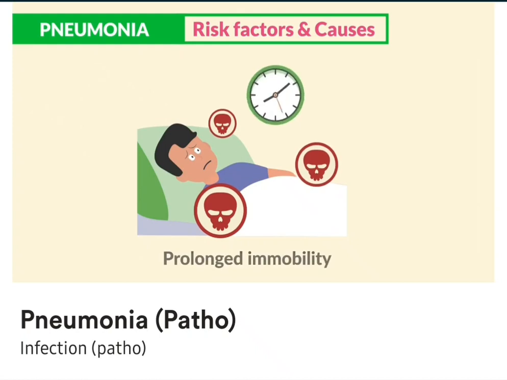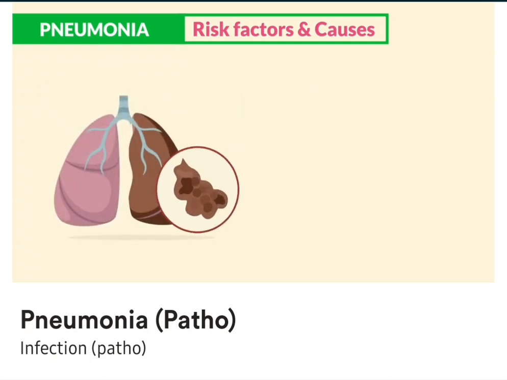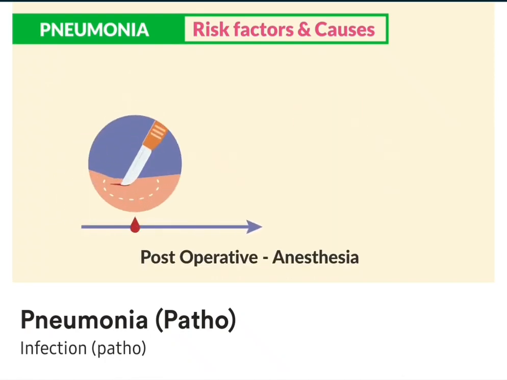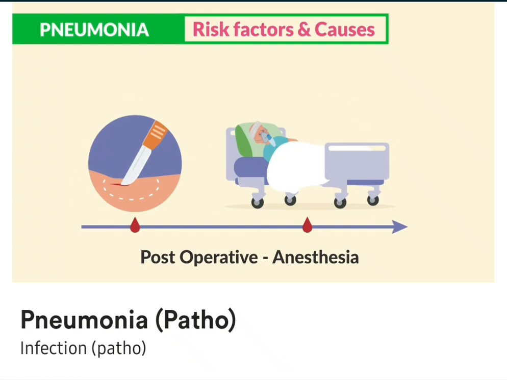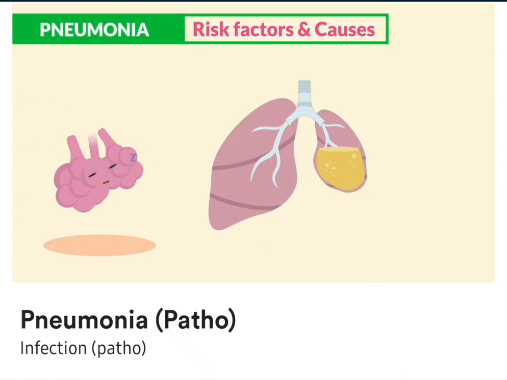Now, in general, prolonged immobility is another huge risk factor, since secretions are not mobilized and then get stuck in the body, as well as chronic diseases like COPD and clients who are immunosuppressed. But really a big one here is post-operative, or in other words, clients who have recently been out of surgery. We basically put the body to sleep with anesthesia, making the lungs low and slow. And now the alveoli are low and slow, or sleepy too.